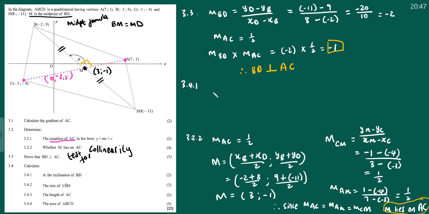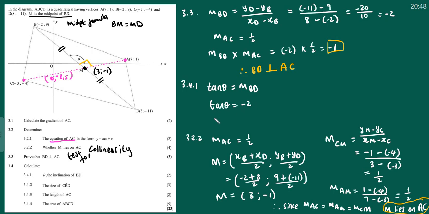We know that for the angle of inclination, tan of that angle of inclination, tan theta, is going to be equal to the gradient of what? Of BD. We already know that the gradient of BD, we got it to be equal to negative 2. So we put it here.